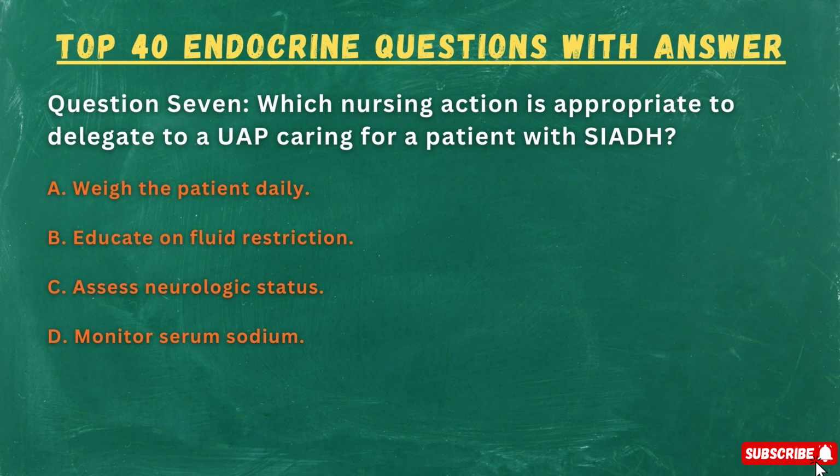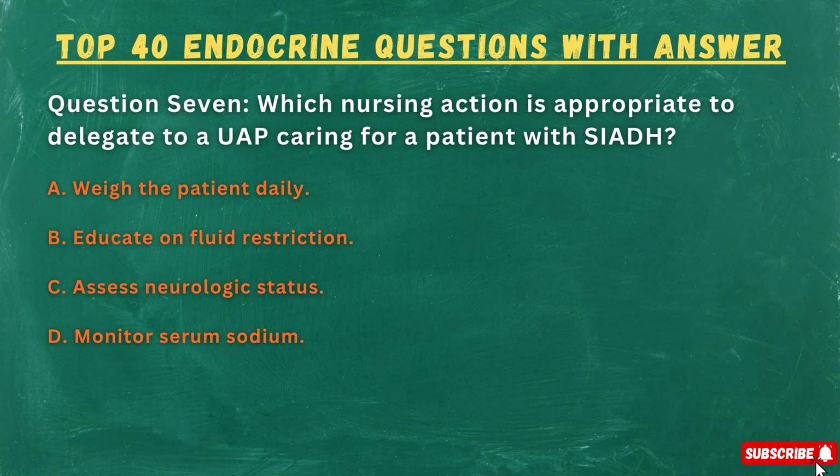Question 9. What is the function of the hormone calcitonin? A. Increases serum calcium levels. B. Enhances bone resorption. C. Decreases serum calcium levels. D. Stimulates parathyroid hormone. Answer: C. Decreases serum calcium levels.